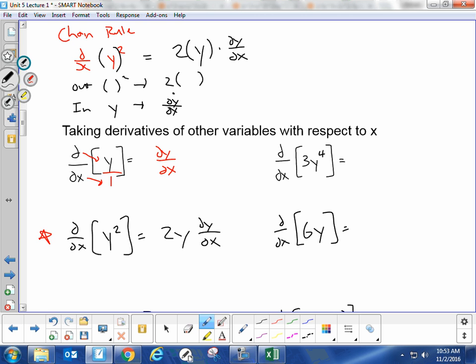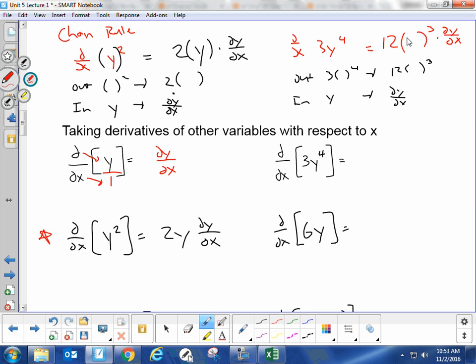Okay? Let me show you with 3y to the fourth. Quickly using the chain rule, derivative of 3y to the fourth, I have an outside, which would be the 3 stuff to the 4th. My inside would be the y. This would give me 12 stuff cubed, and this would give me, again, dy dx. The derivative would be 12 stuff cubed times dy dx. What was the stuff? Y. So this is 12y cubed dy dx.